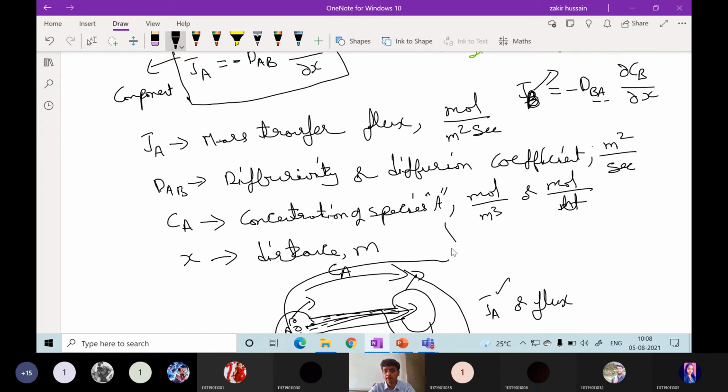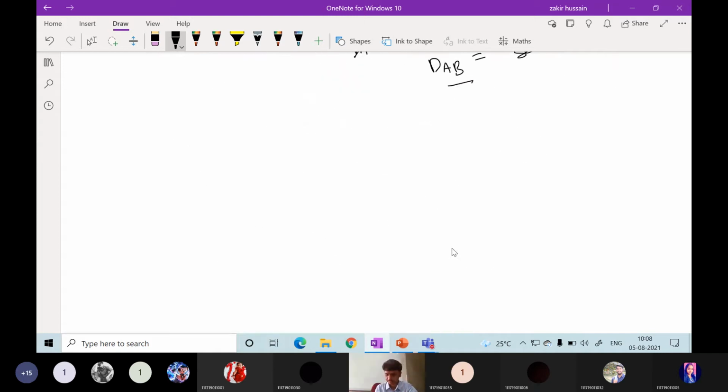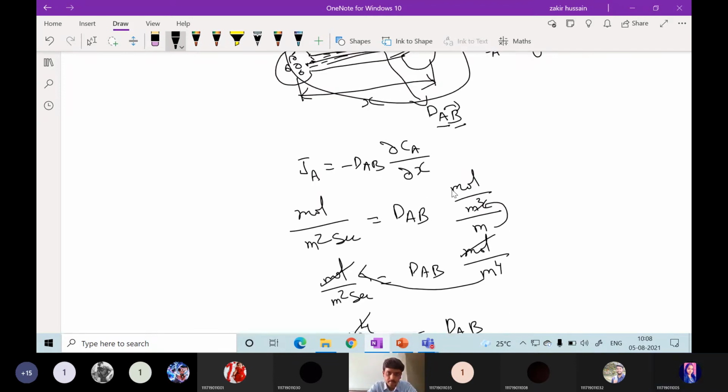So how can we write the flux equation for other components? For example, in a closed system, whatever the system. Yes, sir, what about the minus?